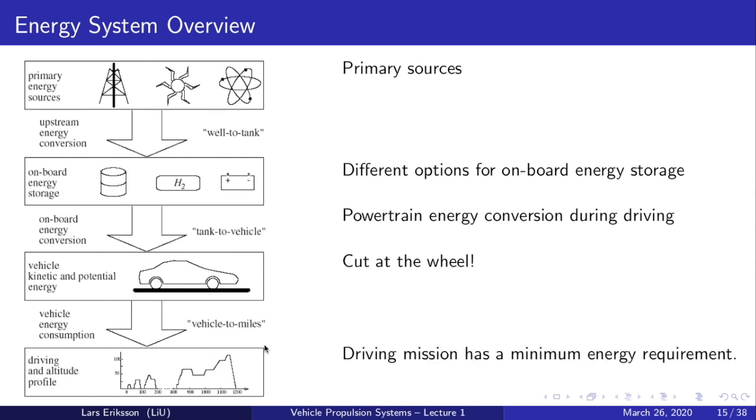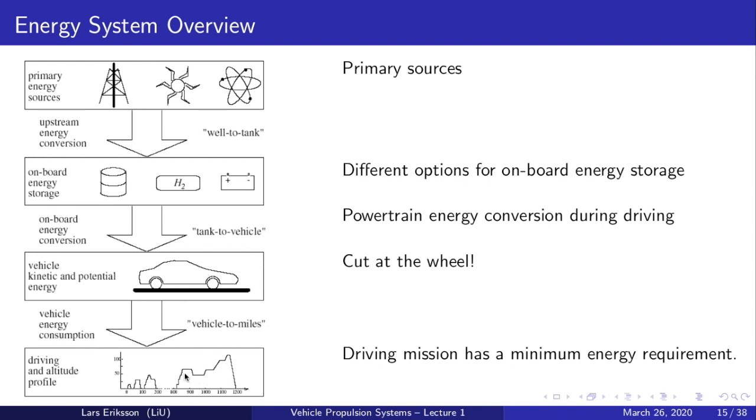When we look at a certain driving mission, this driving mission will result in a minimum energy requirement. This minimum energy requirement will result in a minimum energy requirement here at the wheels. It will depend on the design of the vehicle, the weight of the vehicle, and the rolling conditions that we have on the vehicle. When we have this minimum energy requirement here, it is the purpose of the powertrain or the vehicle propulsion system to generate that torque so that we are propelling the vehicle.